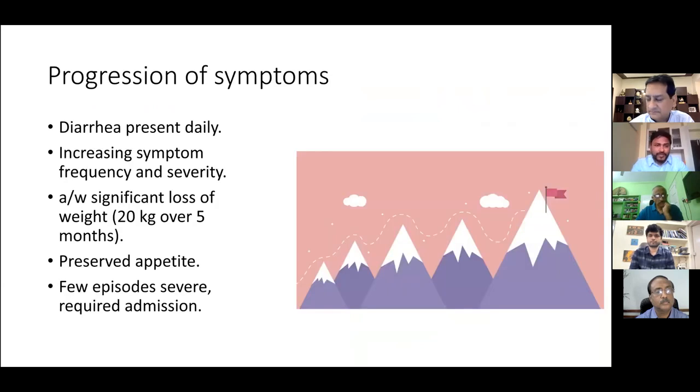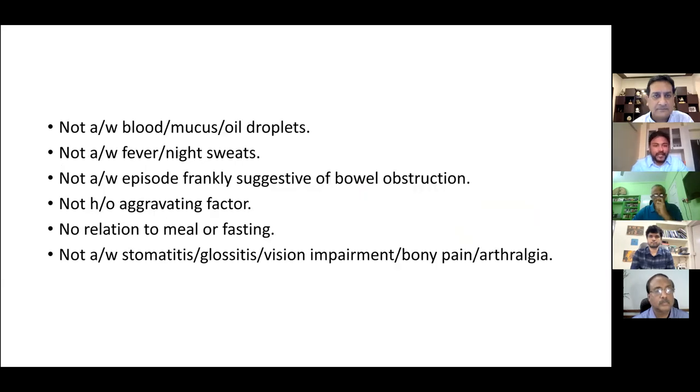Coming to the progression of symptoms, he says the diarrhea is present almost every day. The frequency and severity of symptoms have been increasing over time. Right at the onset, over the first 5 months, he had significant weight loss of 20 kgs. However, he states he has a preserved appetite. A few of the episodes of diarrhea were severe, requiring him to be admitted. There is no associated blood, mucus, or oil droplets in his feces.